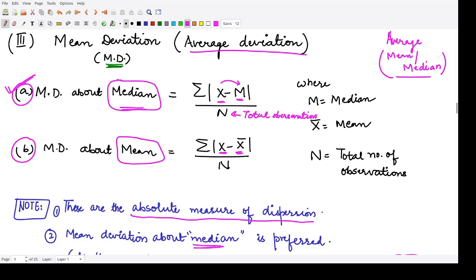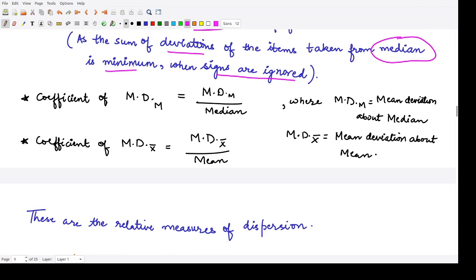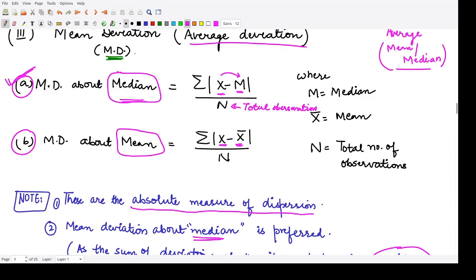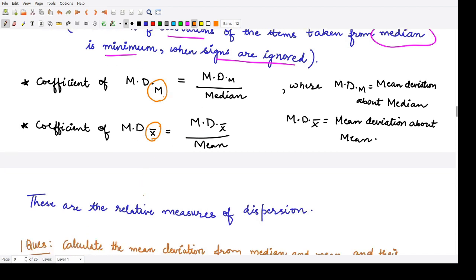Corresponding to this, the relative measure of dispersion is the coefficient of mean deviation. So when you divide the obtained mean deviation, this whole quantity, with that of median, that becomes the coefficient of mean deviation about median. And when you divide this mean deviation about mean by mean, you have the coefficient of mean deviation about mean. X bar denotes this mean and capital M denotes median, right? So this is the notation. This is the relative measures of dispersion.